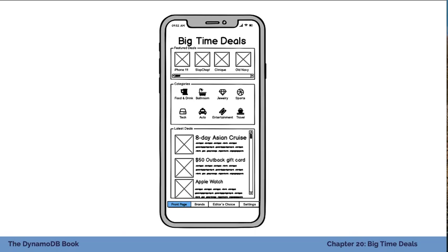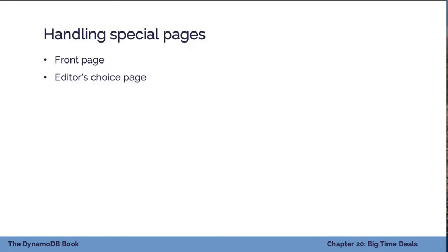So here's our front page of our app, and it's got the latest deals at the bottom. It's got the categories, but it's also got some changing type data at the top with that featured deals, where we need to store featured deals just like we did with categories. We have a similar thing with that editor's choice page, where editors are going to pick maybe 20 of their favorite deals and put them on there.